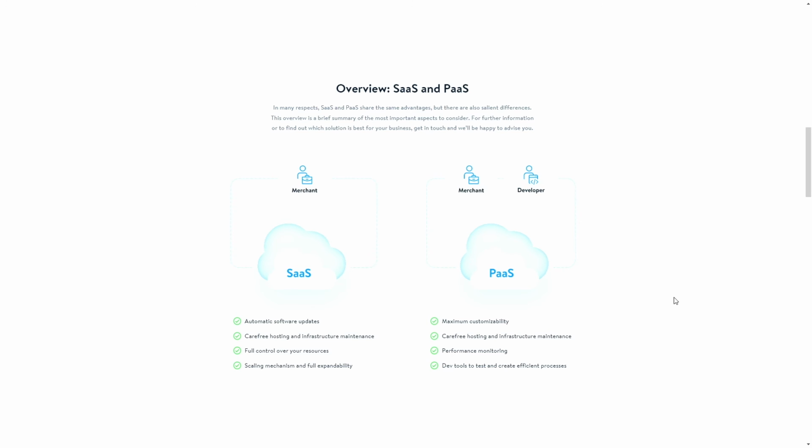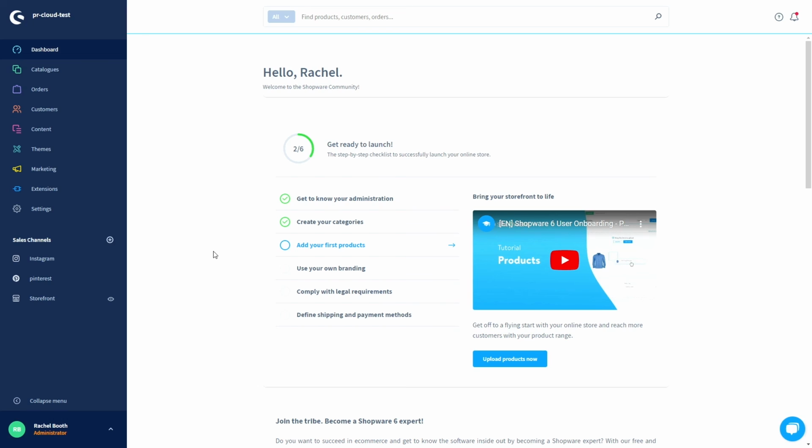PaaS, or Platform as a Service, is a more adaptable option that offers more flexibility. Here we only take over the management and maintenance of the infrastructure and the hosting. Software updates, for example, have to be carried out by the merchant himself. In addition, the PaaS solution offers you maximum customization options through self-programming and the ecosystem. You are also offered developer tools and performance monitoring.